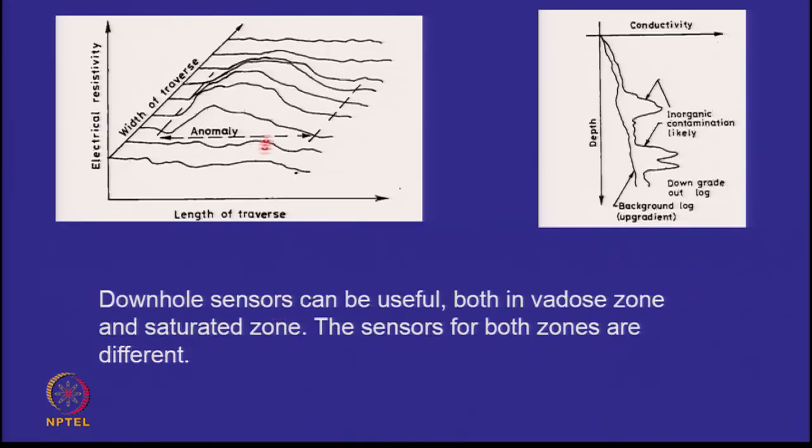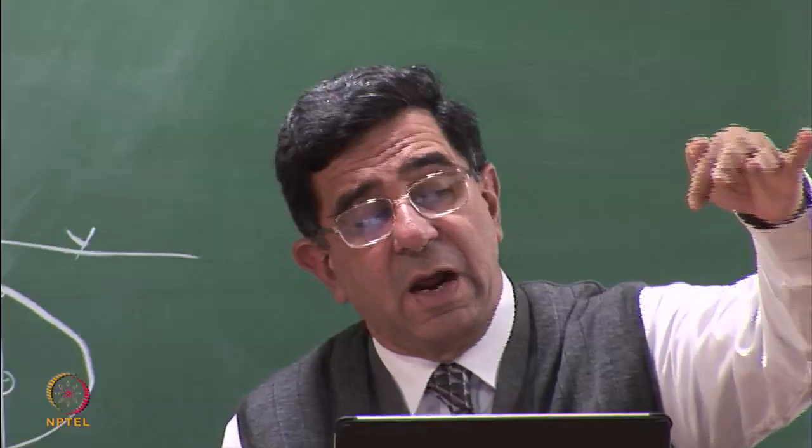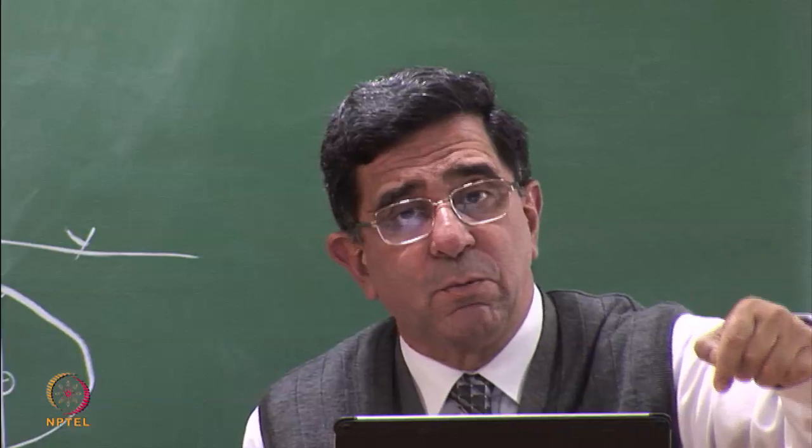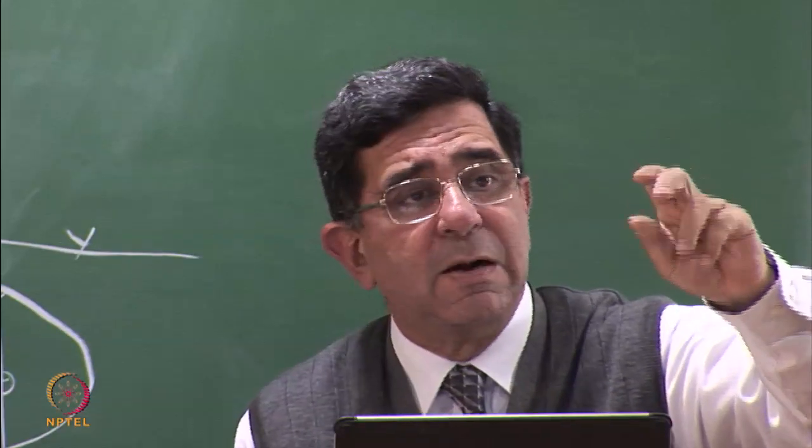So if you have an anomaly, everything is going like this, but in an area something is going up or down, that means you have an issue. And in depth, if there are some tube wells already existing, please send down the borehole probes. These are also multi-parameter probes.